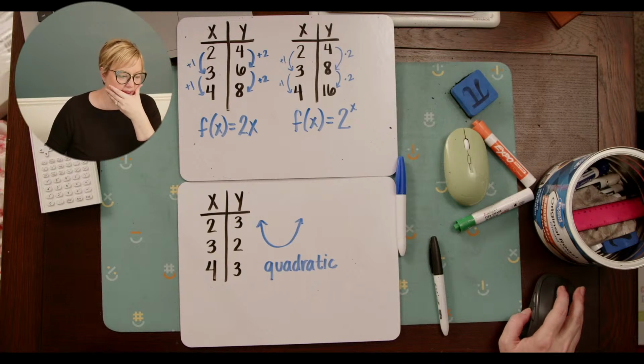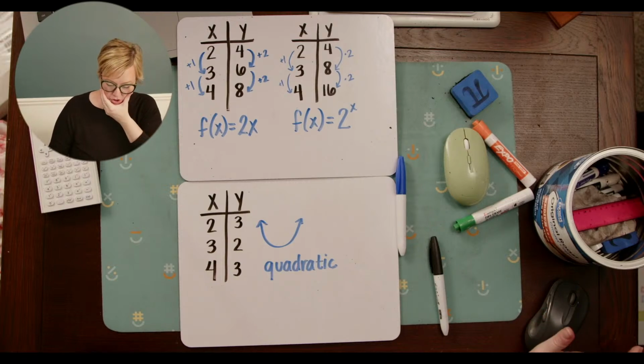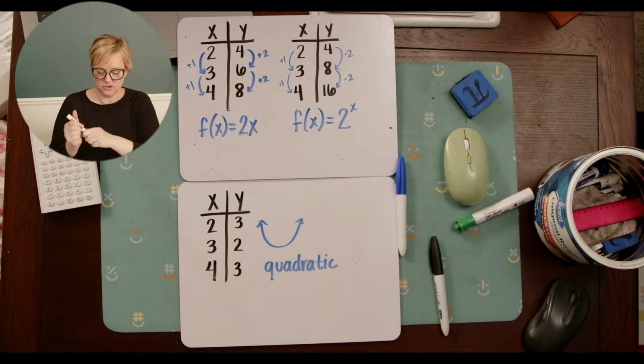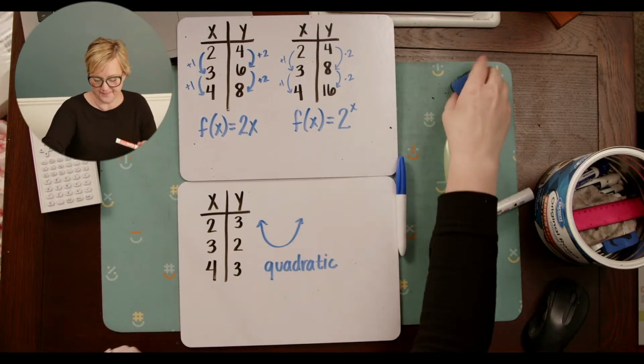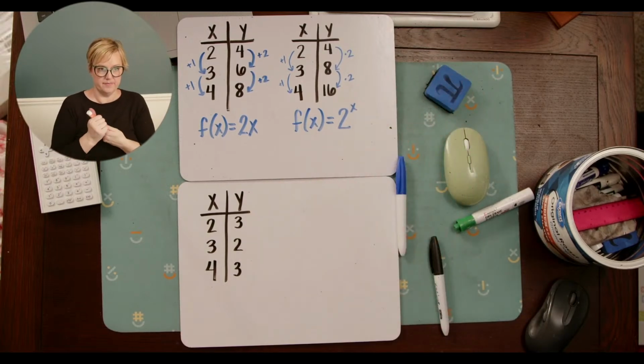So writing an equation from a table for a quadratic. What you can do is, well, so here we go. For this, we know this is quadratic.